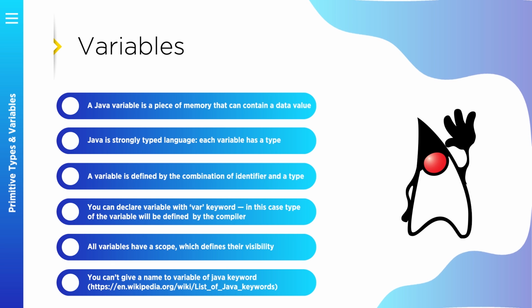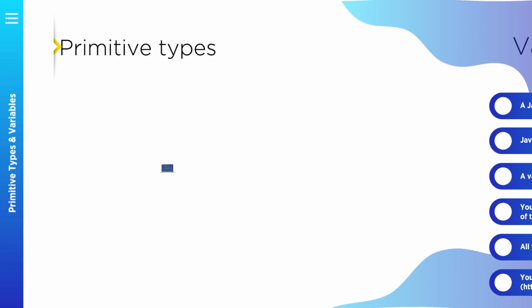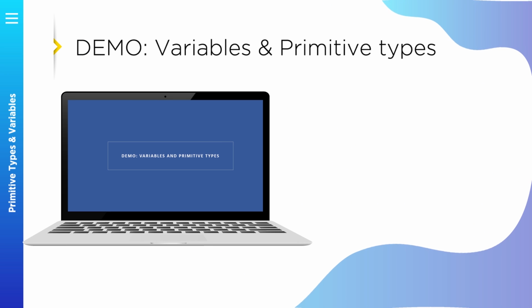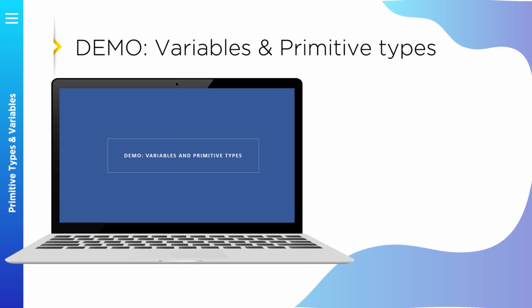A keyword is a word with a predefined meaning in Java programming language syntax. I will share with you a link to all keywords after this lesson so you can learn them. There is no need to go over each of those right now. Now let's practice. We'll take a look at how to declare variables of specific types in Java.